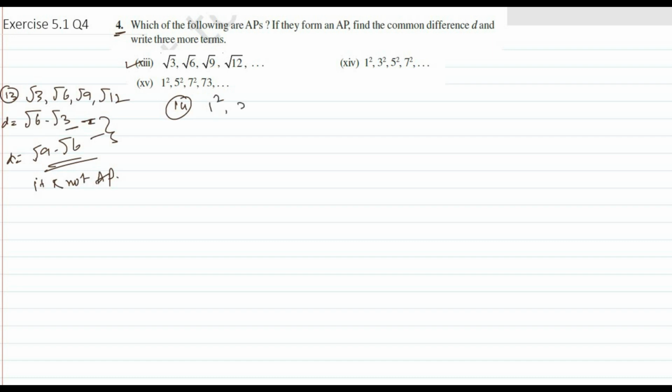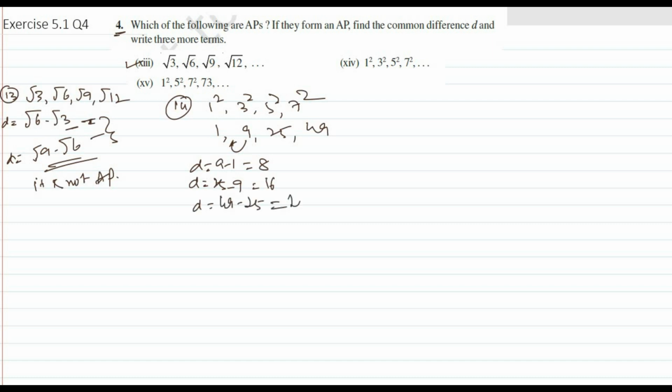1 square, 3 square, 5 square, then 7 square. So 1 square means 1, 3 3 is 9, 25, 49. Okay, so 9 minus 1, d is equal to, this is 8. So d is equal to 25 minus 9. Okay, 25 minus 9 means 16. Okay, so d is equal to again 49 minus 25 is equal to 24. So here d is not same. So hence it is not AP.